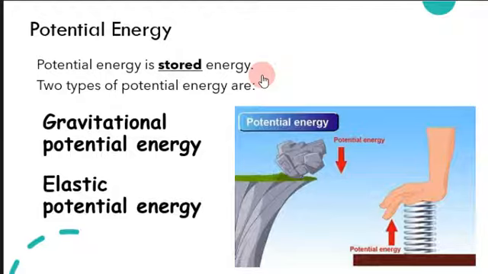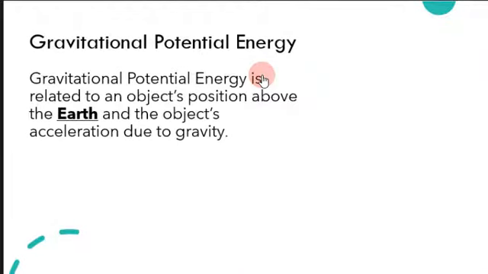All right, so now we're looking at our gravitational potential energy and our elastic potential energy. Gravitational potential energy is related to an object's position above the Earth and the object's acceleration due to gravity. What's free fall? What I wrote was when an object falls just because of gravity. If I throw it, that's a little more to it, but if I just let it drop, that's free fall.